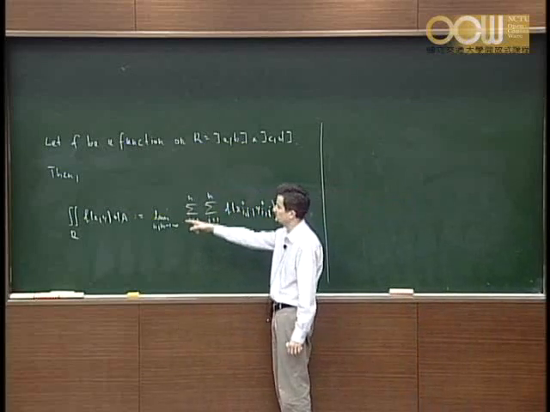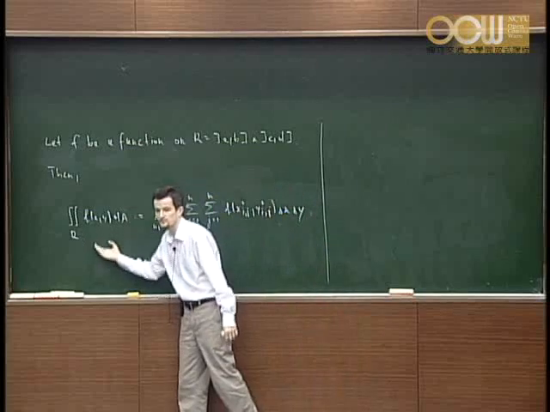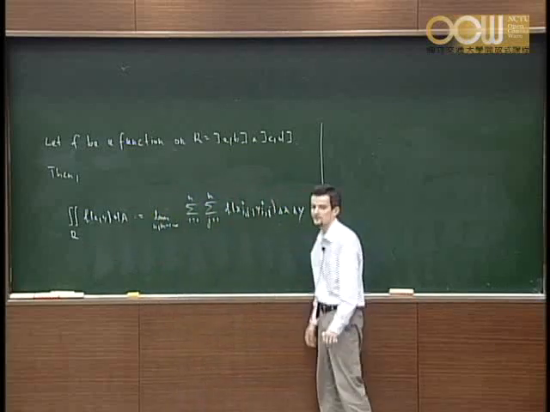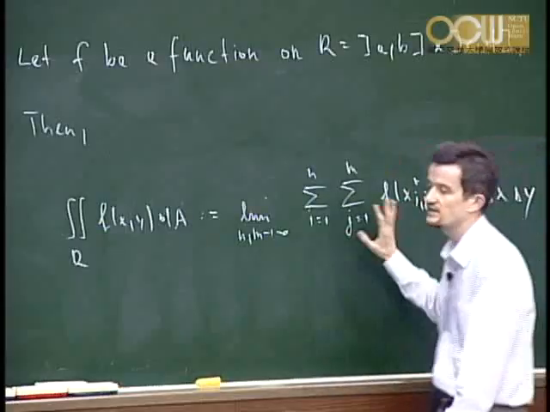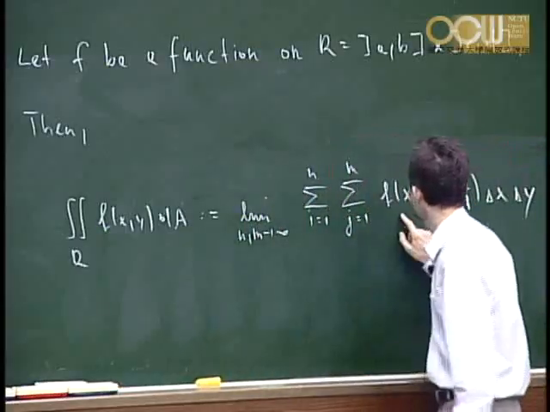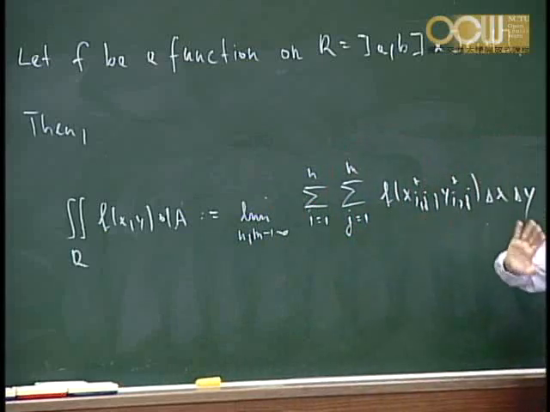Continuous will imply that this symbol here exists, but not necessarily. It's not necessary. It's not if and only if. So even if the function is not continuous, this will still exist. But the function f should not behave too badly, in some sense.